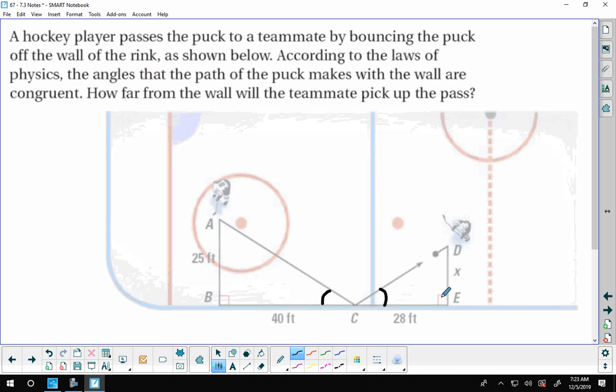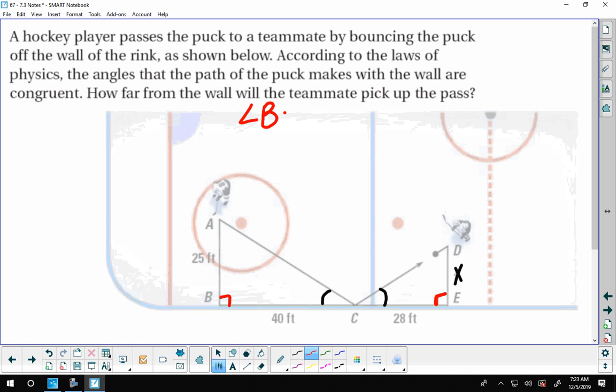How far from the wall will the teammate, here's the teammate, pick up the pass? So we want to know this value right here, x. So first, in order to set up a proportion to solve for x, we have to know that the corresponding side lengths are proportional. And the way that we would know that is if we prove the triangles are similar. So in order to prove that the triangles are similar, we need 2 angles of one triangle congruent to 2 angles of another triangle.